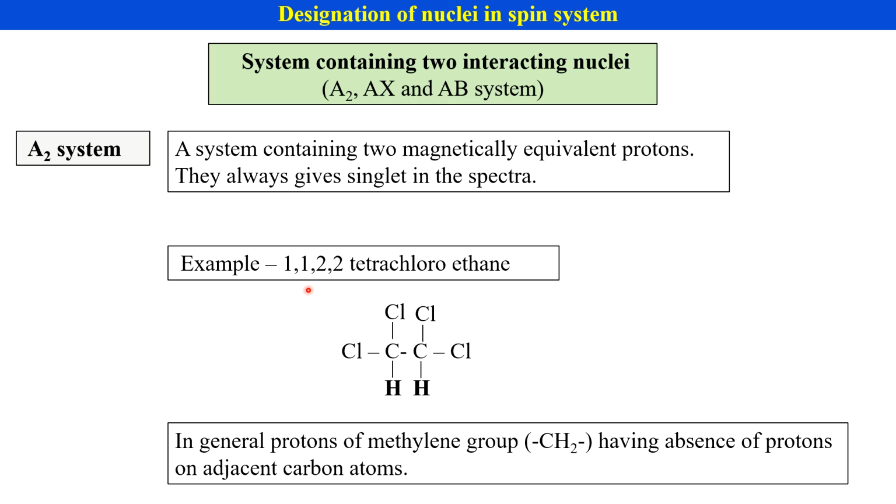For example, 1,1,2,2-tetrachloroethene. These 2 protons are chemically and magnetically equivalent. That is, a CH2 group. In general, the protons of a methylene group, that is the CH2 group, in the absence of protons on the adjacent carbon atom also show an A2 system.